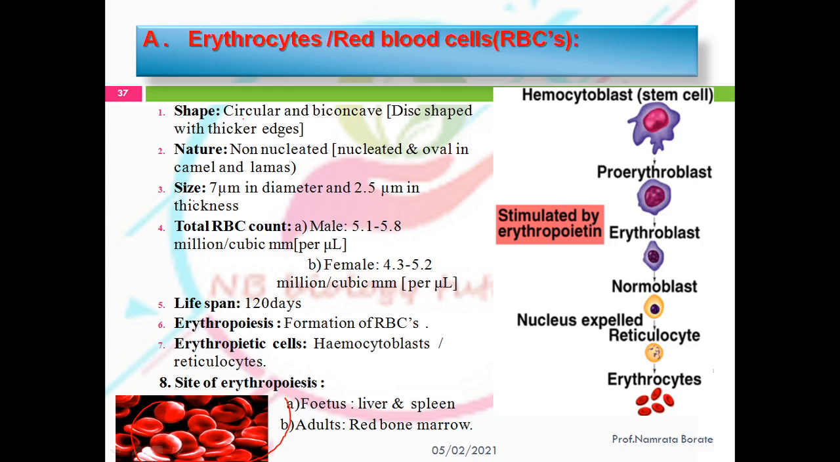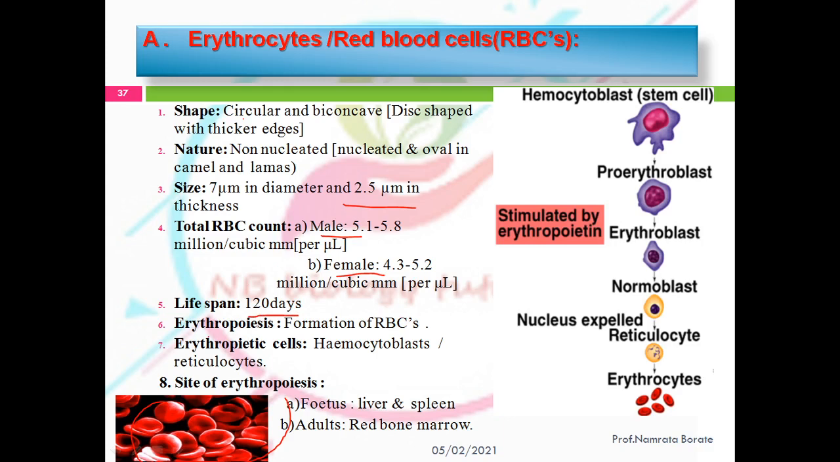The size of the RBC is 7 μm in diameter and 2.5 μm in thickness. The total count of RBCs in males is 5.1 to 5.8 million per cubic mm. In females, it is 4.3 to 5.2 million per cubic mm. The lifespan of an RBC is 120 days.